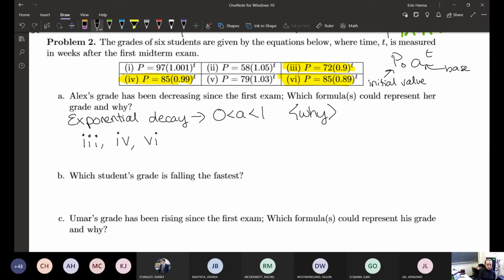Which student's grade is falling the fastest? We essentially want the smallest a value, which would be the largest decrease. And so the smallest a value is option 6, 0.89.